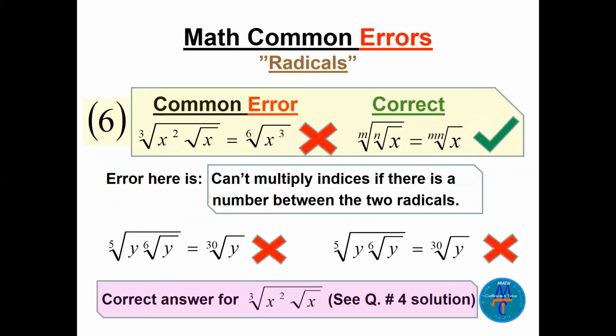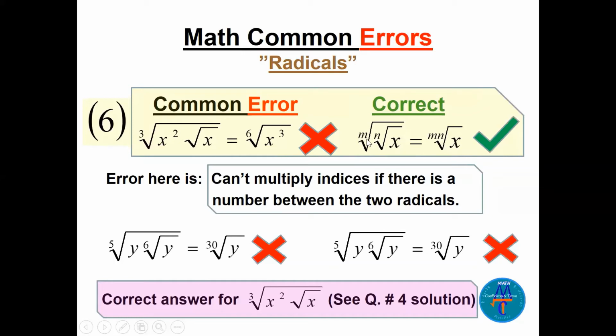Now let's go to number 6. A little tricky. When you have two radicals inside each other, just be careful here, please. Let's go to the correct first. It's easier to understand. If you have two radicals, mth root of nth root of x, the first index here is m, and the second index is n. And here you have to multiply the indices. So mnth root of x.